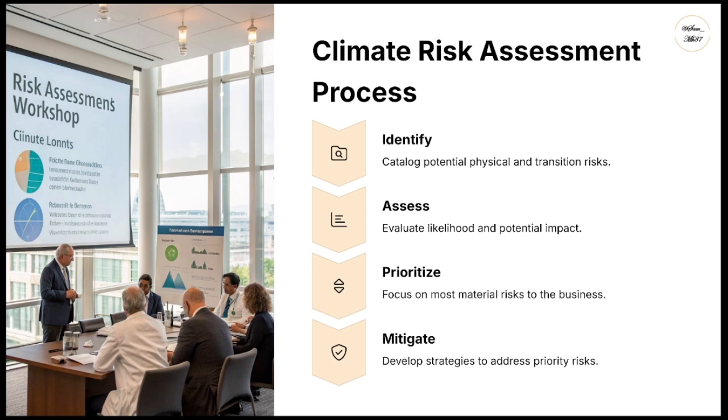Next, prioritization, where you need to focus your effort on the risks that are most material to your business, those with the highest potential to disrupt operations or affect long-term strategy. And finally is mitigation, which means developing and implementing strategies to manage or reduce priority risks. This could include infrastructure upgrades, diversifying suppliers, shifting product strategy, or enhancing business continuity.